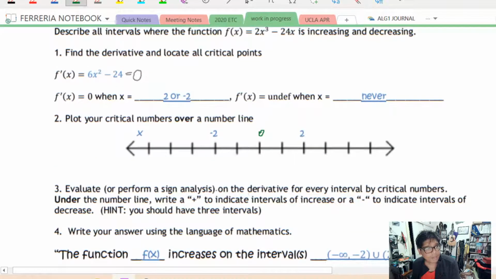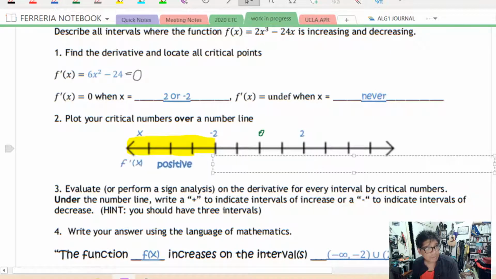Okay. And then number 3, we're going to evaluate, or what I will eventually say is perform a sign analysis on the derivative for every interval by critical numbers. So what's the first interval? The first interval here is from negative infinity to negative 2. So what do we know about that interval? Well, that interval, we have ourselves f prime is positive.